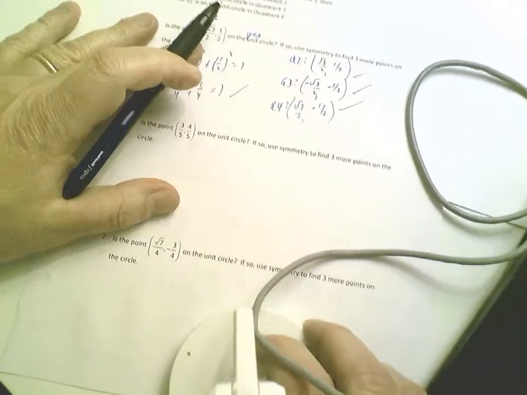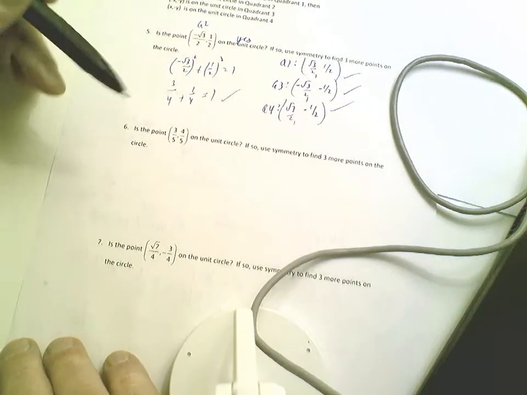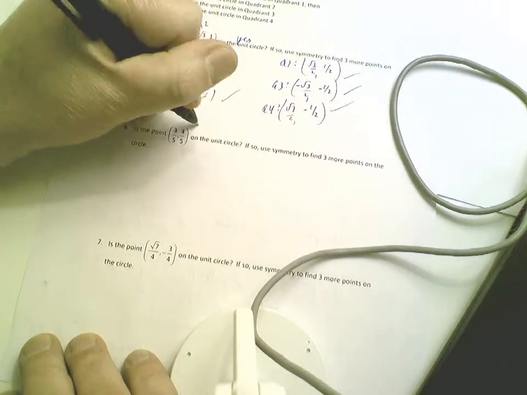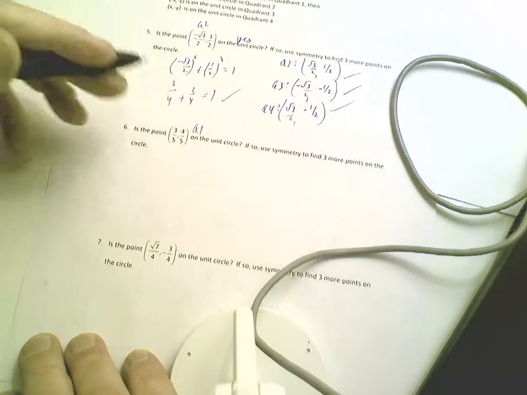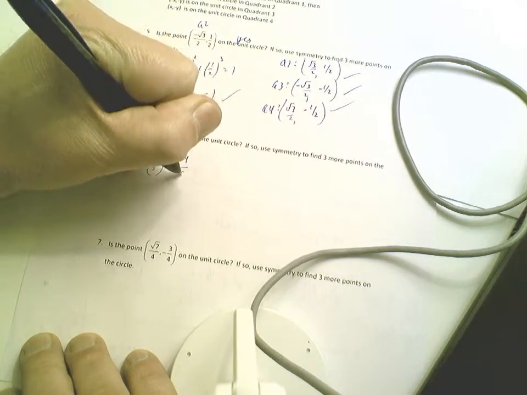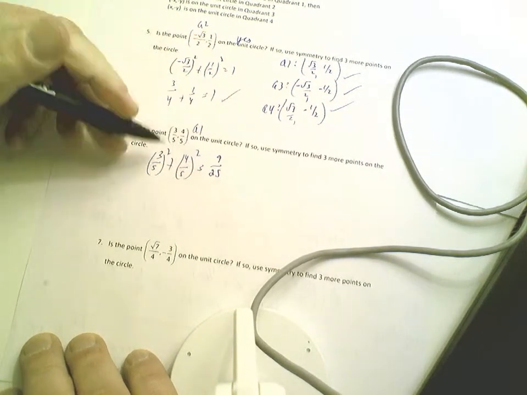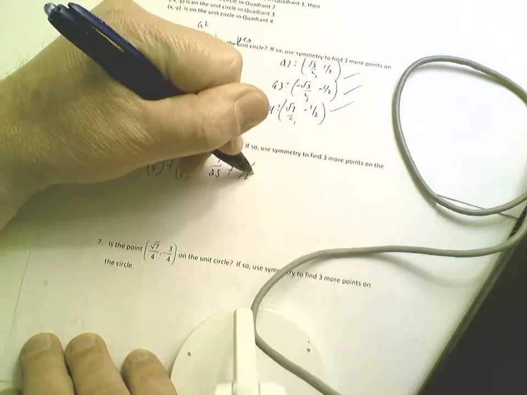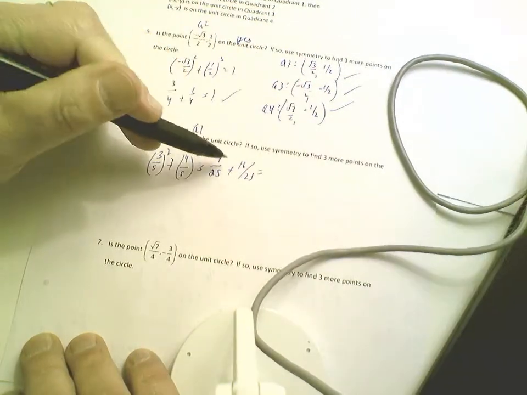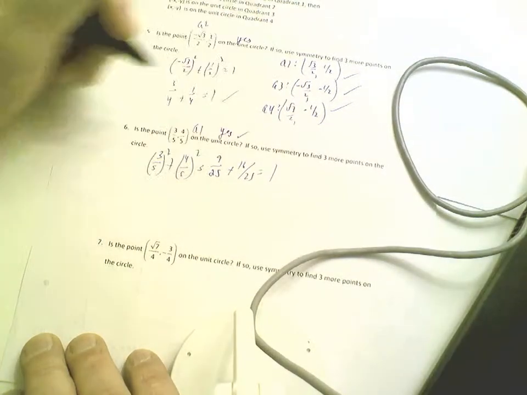Is the point (3/5, 4/5) on the unit circle? Think Pythagorean theorem in the lovely 3, 4, 5 triangle. I bet you're going to think the answer is yes. By the way, that would be quadrant 1 if it is. 3/5 squared plus 4/5 squared equals 9/25 plus 16/25. Last time I looked, 9 plus 16, 25 over 25. It's 1. Yes, it's on the unit circle.